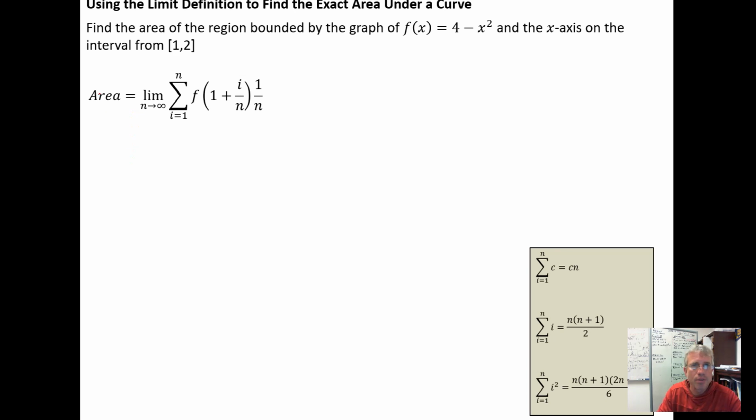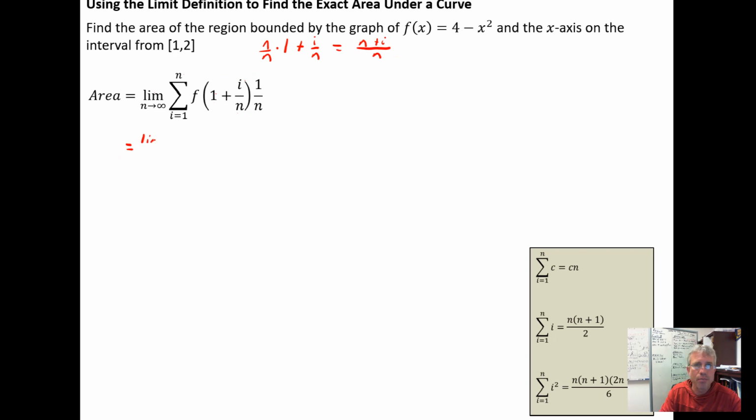The area is equal to the limit as n goes to infinity of the sum from i equals 1 to n of f of 1 plus i over n. There might be some convenience in recognizing that 1 plus i over n, if you find a common denominator, you would multiply by n over n. So this would give you n plus i over n. This might be a useful way to write it. So I'm going to step down a line.